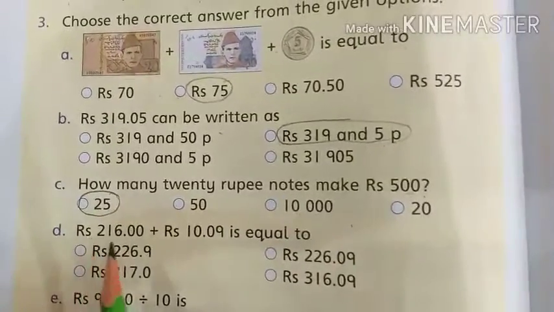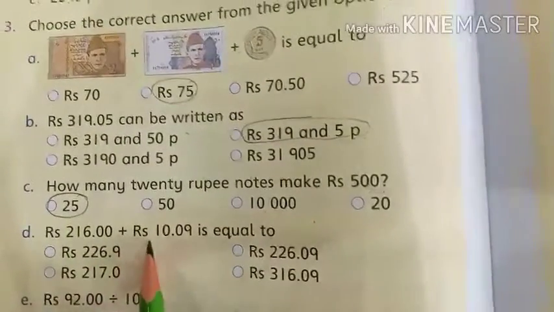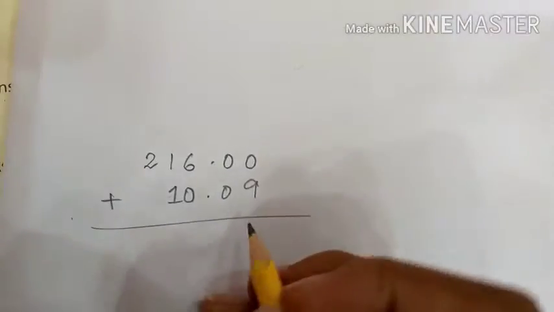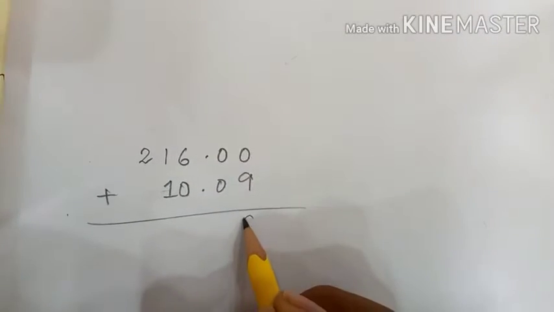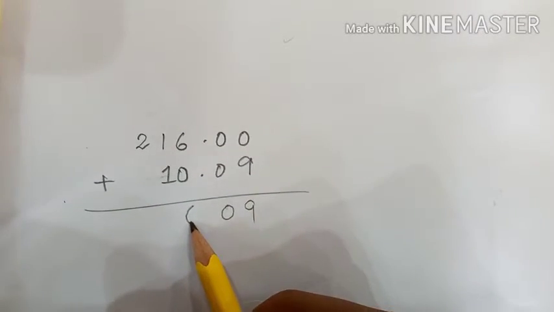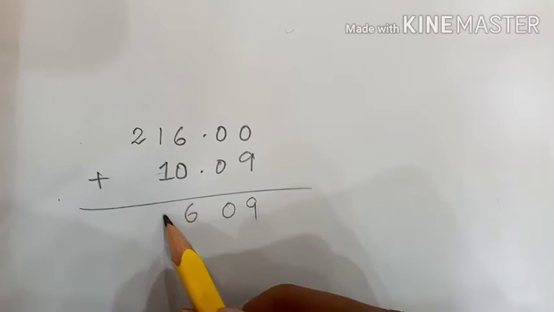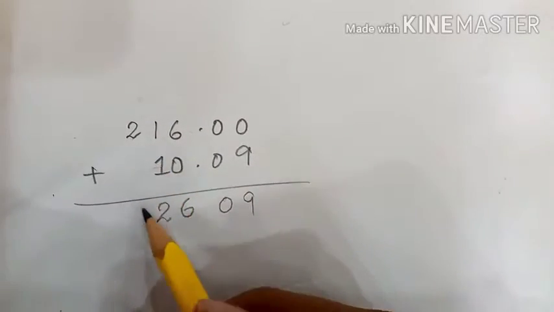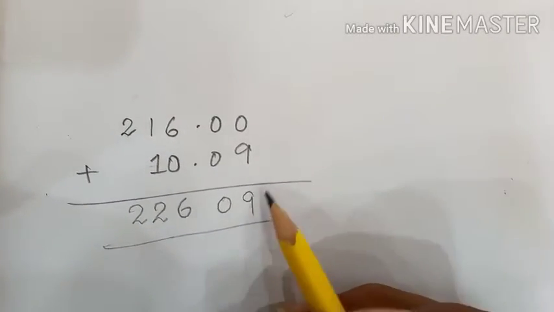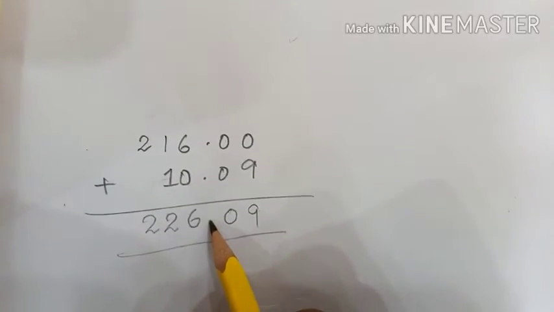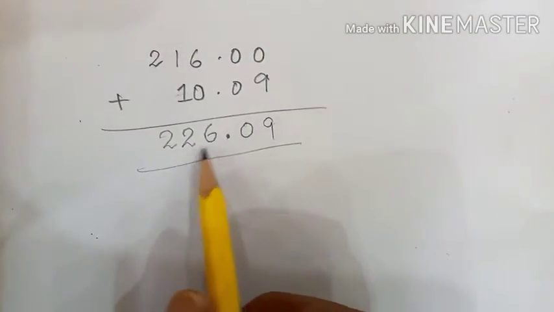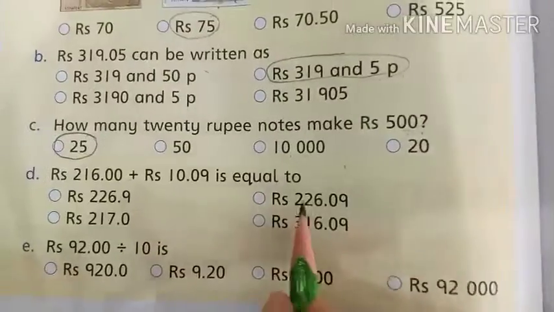The next part D, rupees 216.00 plus rupees 10.09 is equal to, students, we will add this. 0 plus 9 is equal to 9, 0 plus 0 is equal to 0, 6 plus 0 is equal to 6, 1 plus 1 is equal to 2, and this 2 will come as it is. Okay students, now we will put the point by counting the two numbers from the right side, 1, 2. Here we will put the point. The answer is 226.09. We will choose this option.